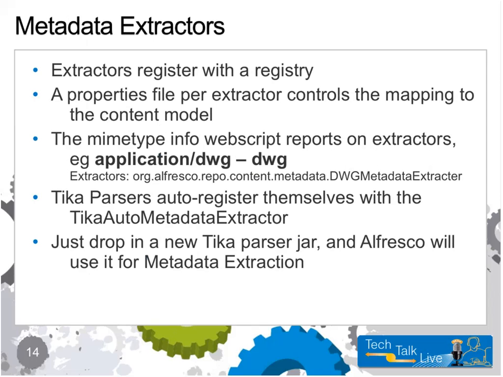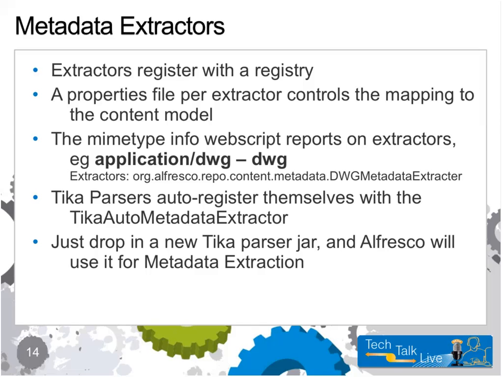The metadata extractors, there's a registry of them, and one's kept per MIME type, and then for each extractor there's a properties file, or you can do it in Spring, setting the properties, that controls the mapping from what the extractor produces onto your content model. So if you added a new bit of the content model and you needed to say, when the created date is extracted, I need that to also go onto my new aspect, you'd update the properties file and list it in there. If there's interest at the end, I can show some examples if we've got time.